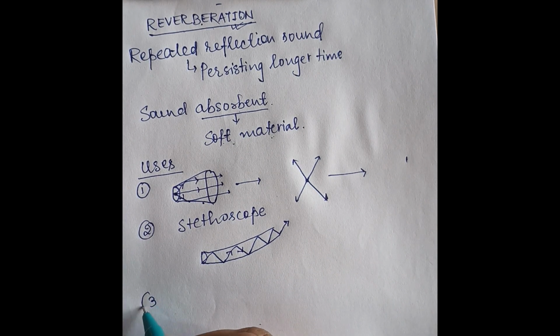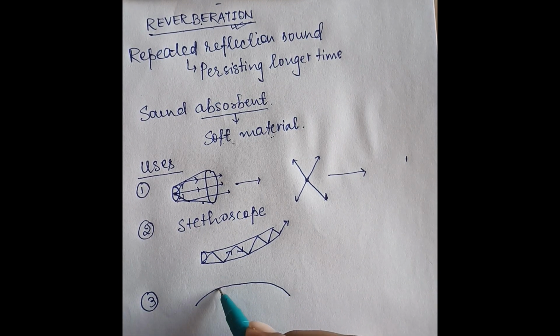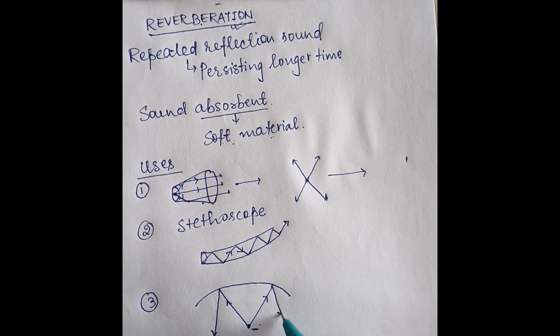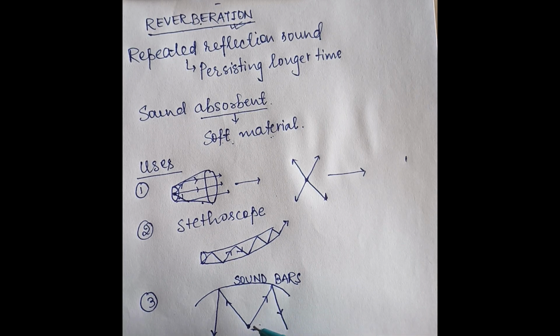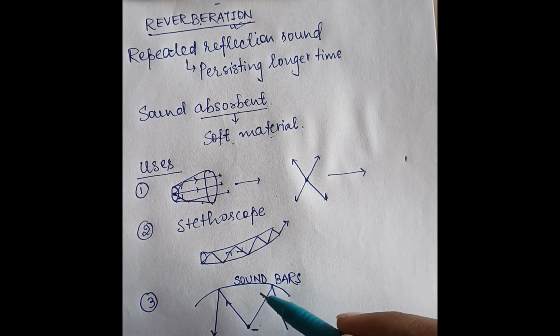And again, students, in cinema halls huge sound boards are used, and due to this, what happens? When the sound strikes it, it moves to the multiple corners of the cinema hall. Due to these sound boards, the sound of the movie being played is transmitted to the whole of the cinema hall, to every corner of the cinema hall.